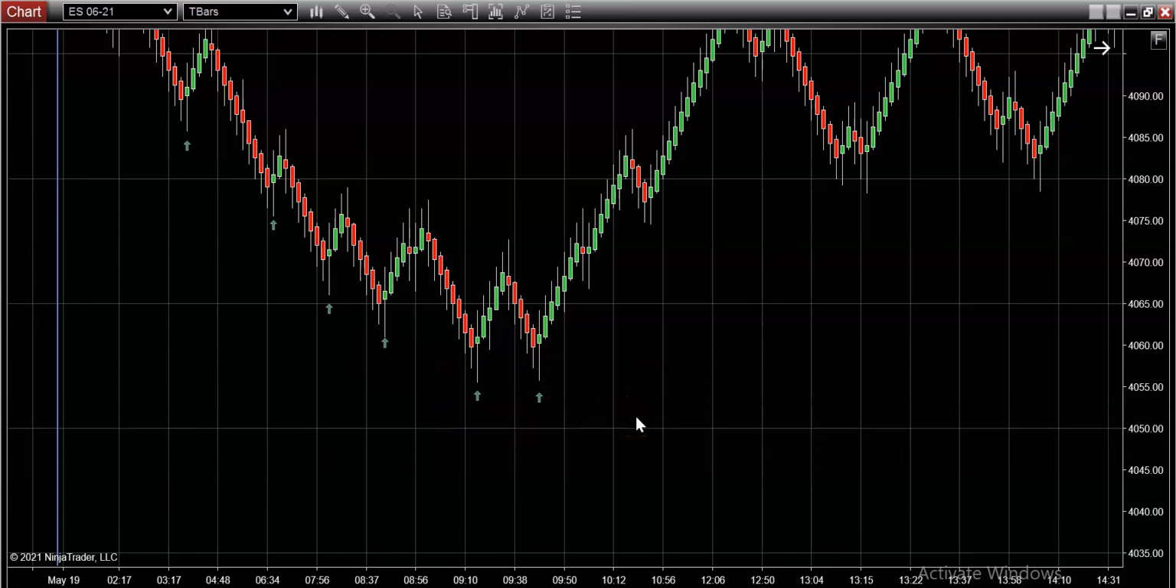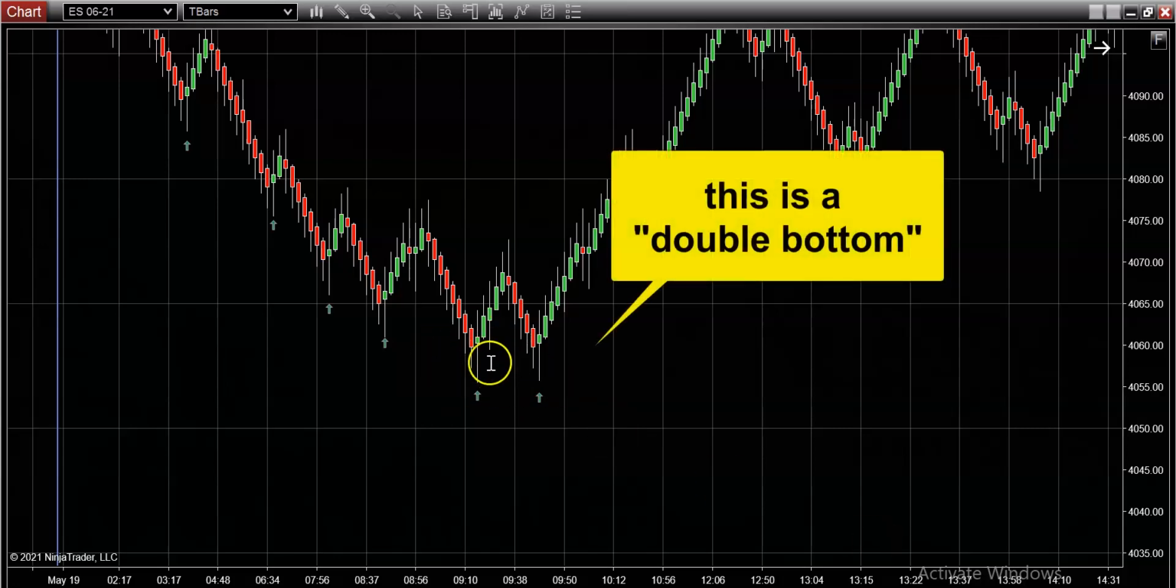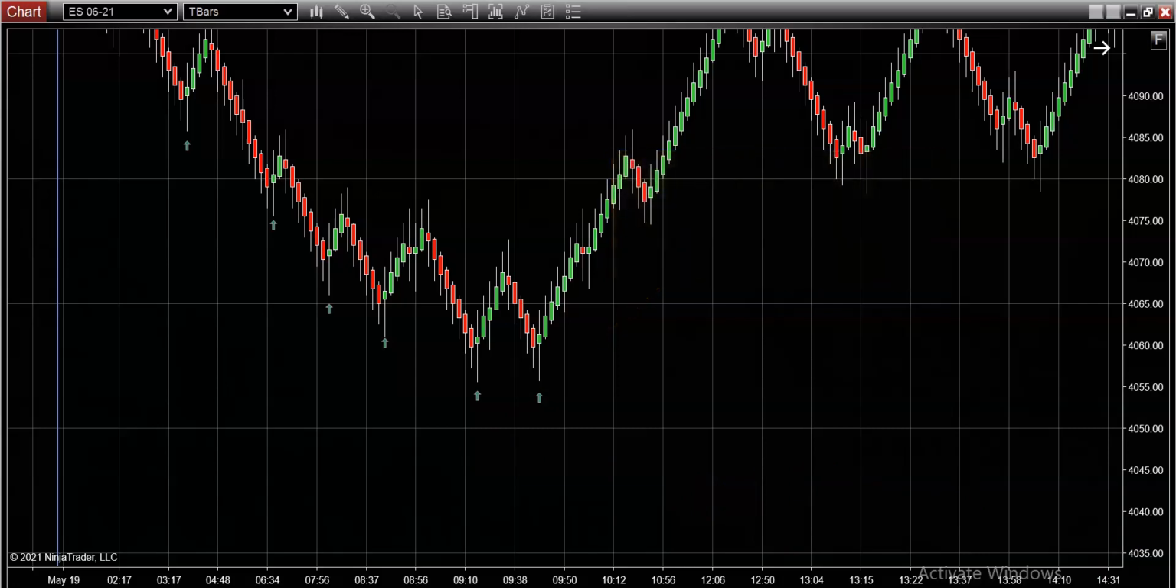Now, for those of you guys that are knowledgeable about technical analysis and you've studied chart patterns before, you know what this is called, right? This is called a double bottom. This is a universally recognized chart pattern. Double bottoms are very few and far between, but man, whenever they print, they have a tendency to be pretty accurate. Now, I'm going to show you how I use this pattern in conjunction with something else that I like.